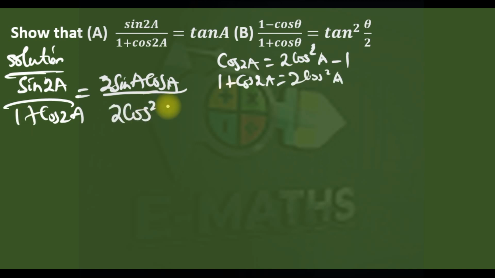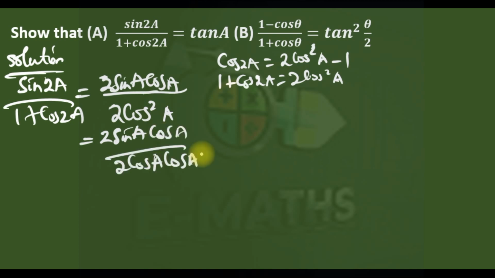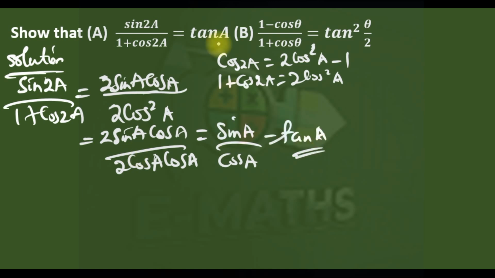So do you see the logic? So we'll continue. 2 cos squared. Okay, cos squared means, let me just write it again. You know, cos squared means cos times cos. So 2 cos cos. So we are left with sine over cos, because we've cancelled this. So which is now tan. So we've proved that. So we use double identity to prove that.